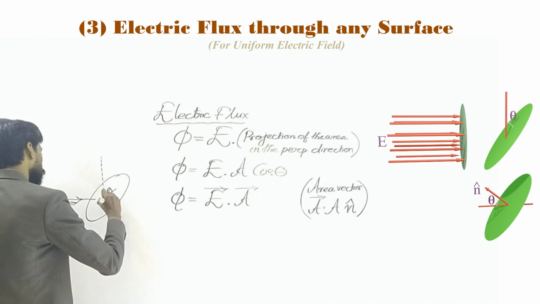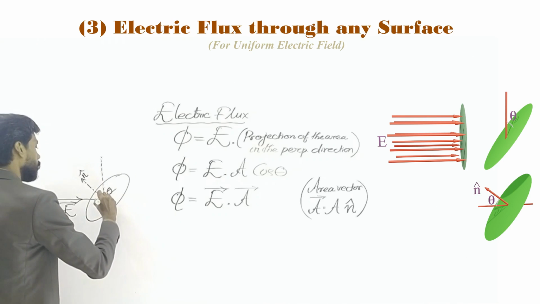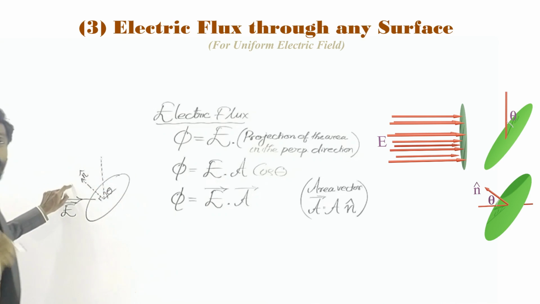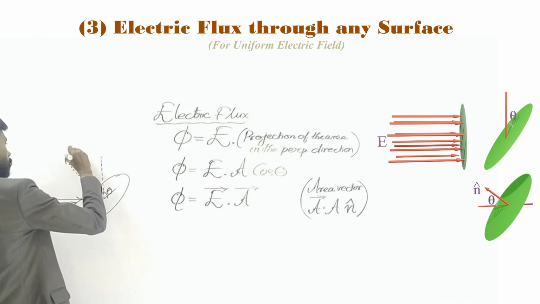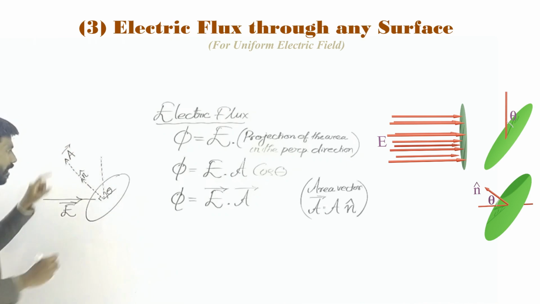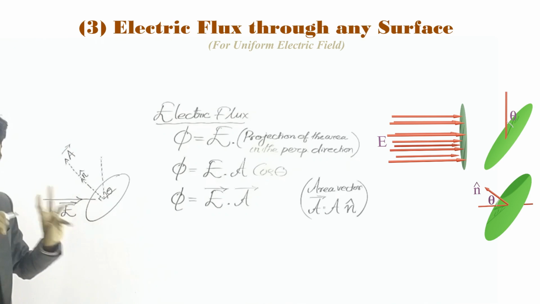Now the normal to the surface. Okay, so we draw the normal to the surface. So n cap is a normal to the surface, and that is the direction of the area vector. So that means the area vector will also be in the same direction. So the area vector is in the direction of the normal. So n cap and A vector both have the same direction.